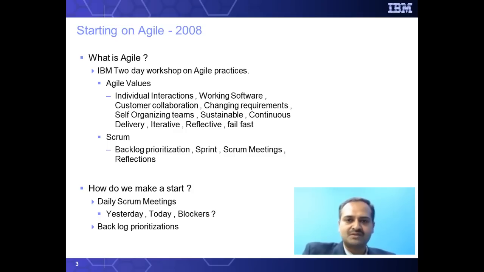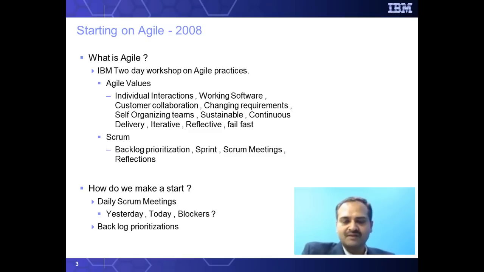Apart from these agile values, we got an overview on Scrum, basically, which is prioritizing your backlog, breaking down your backlog into a fixed sprint cycle of 2 to 4 weeks, and then having regular Scrum meetings, a daily Scrum meeting, a stand-up meeting of 15 to 20 minutes during the sprint cycle, and at the end of the sprint doing a reflections meeting on what went well and what can be improved in the future sprint cycles.